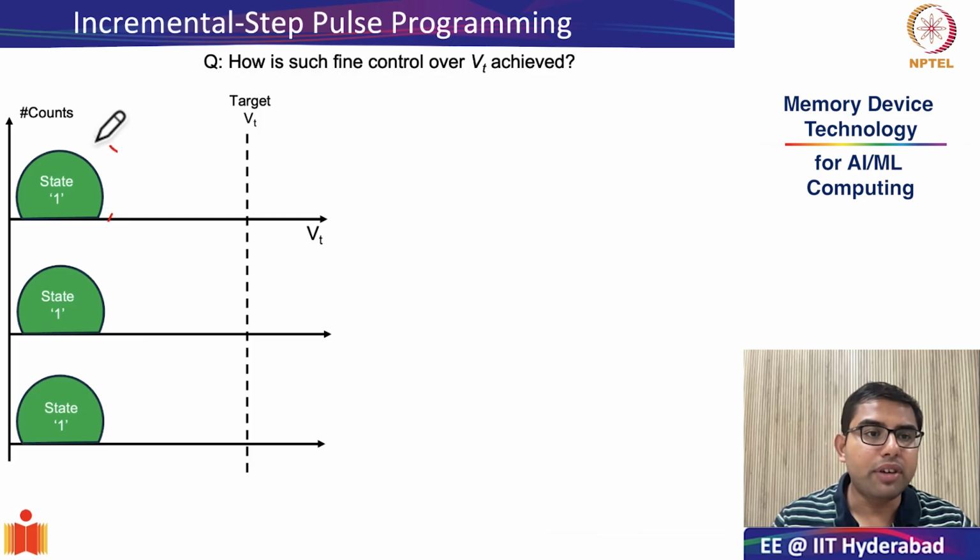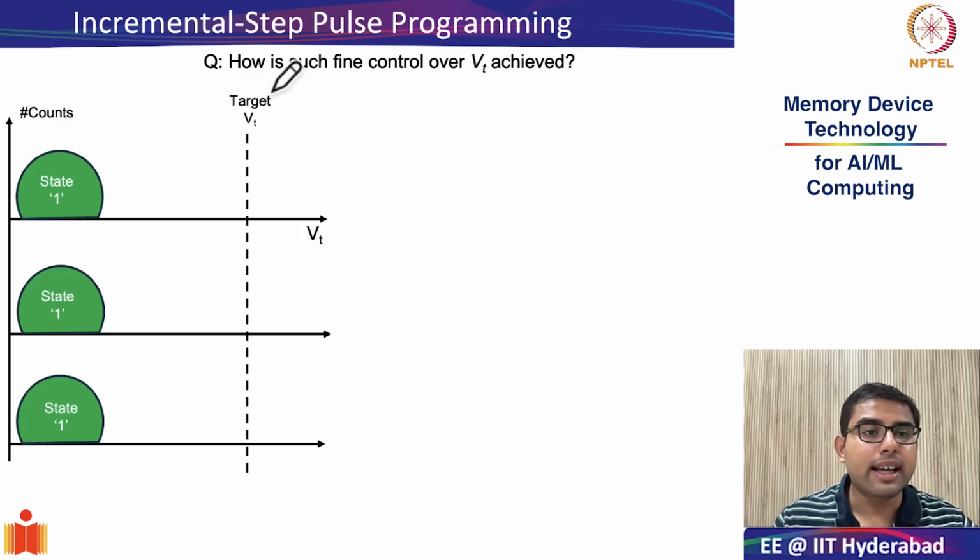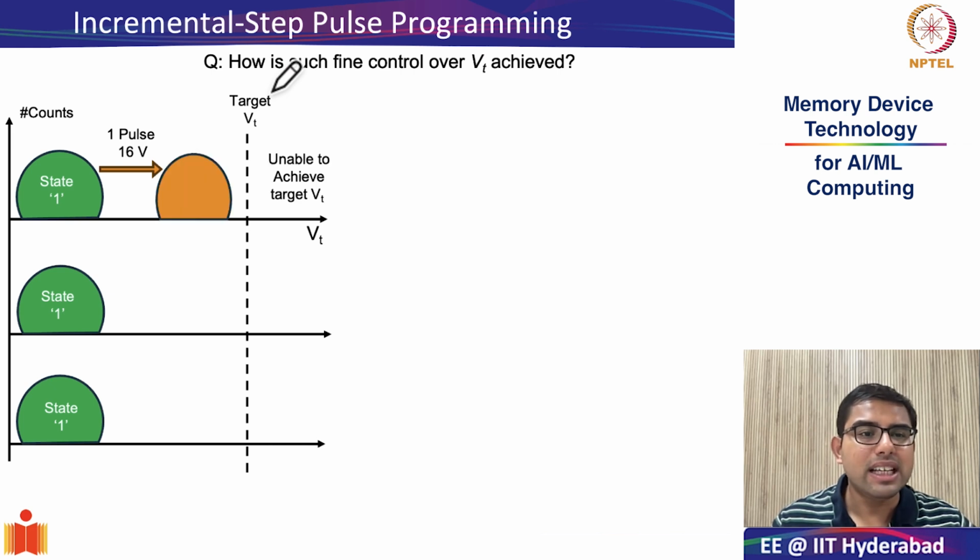Suppose I have several cells which are there already in the erase state. How do I design a pulsing protocol such that I can reach my target VT? So common sense would suggest that I start with a very small voltage, and let's start with 16 volts, just a single pulse. And what I see is that the distribution, when I do it over a lot of cells, is unable to achieve the target VT. So the next natural tendency will be to apply a pulse of a higher magnitude. So that is what we will do.